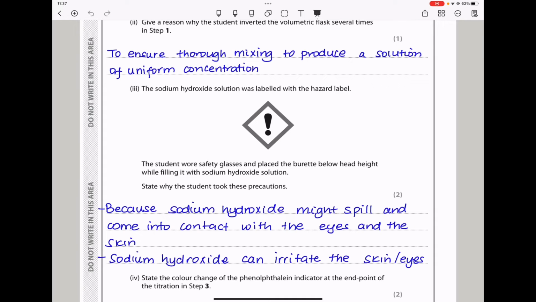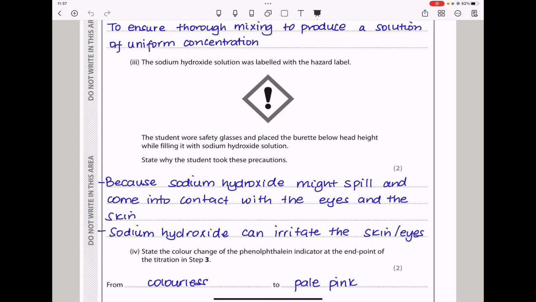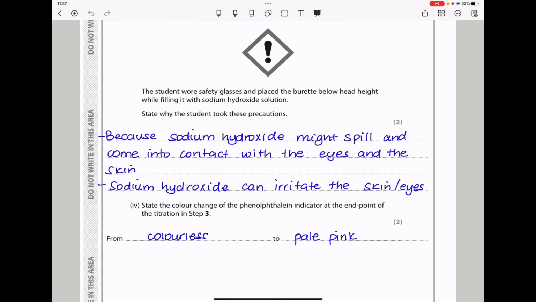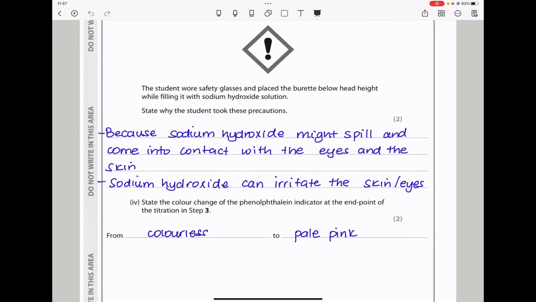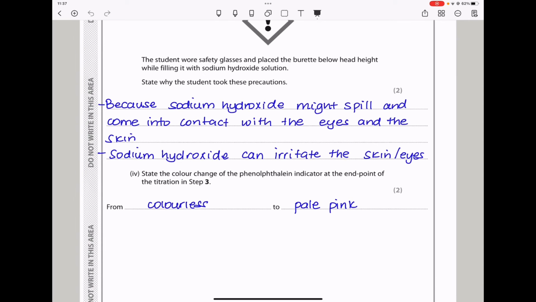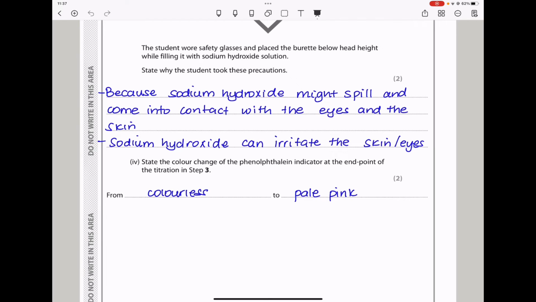Of course, placing below the head, you prevent sodium hydroxide from spilling into your face or your eyes, or coming into contact with the skin of your face. Also, sodium hydroxide can irritate the skin as well as eyes. And down here they say, state the color change of the phenolphthalein indicator at the end point of the titration. The color is going to turn from colorless to pale pink.